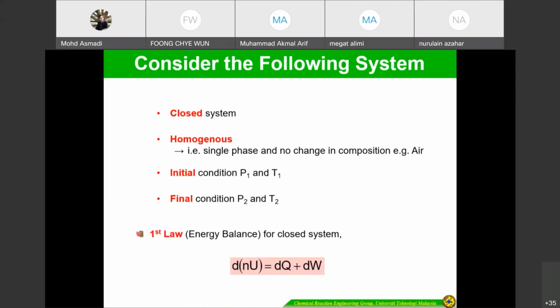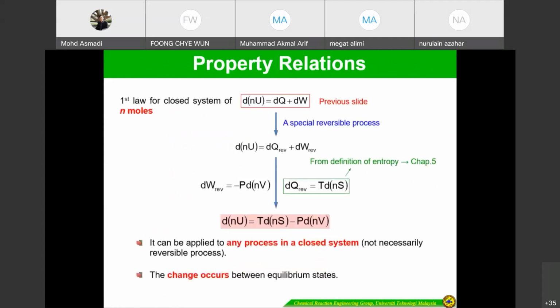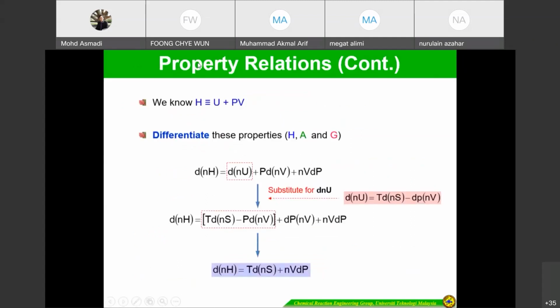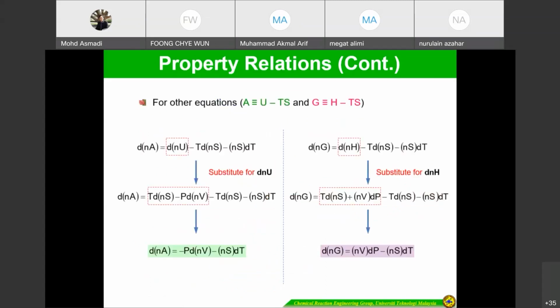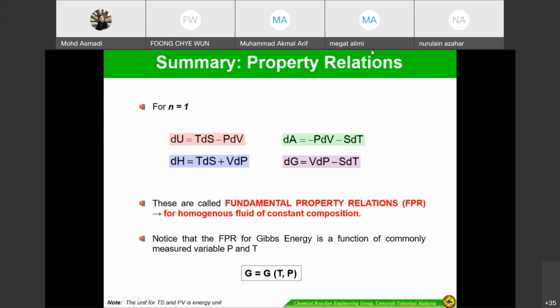Initial condition P1 and T1, and final condition P2 and T2. First law, if you still remember, dU equals dQ plus dW. Similarly for the enthalpy. If reversible, this becomes T dS and P dV. This is the general equation. Similarly for the enthalpy. All these equations we call thermodynamic property relations, and this is just a derivation before we reach the residual properties equations.